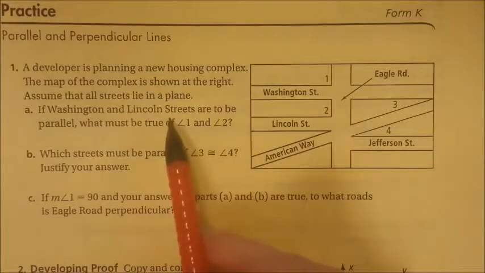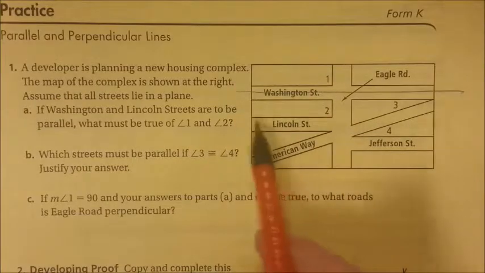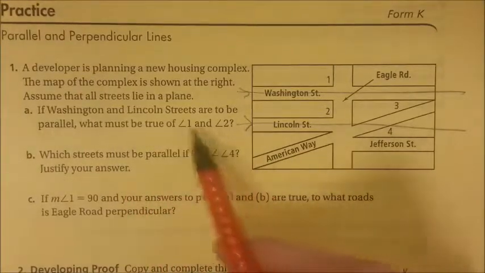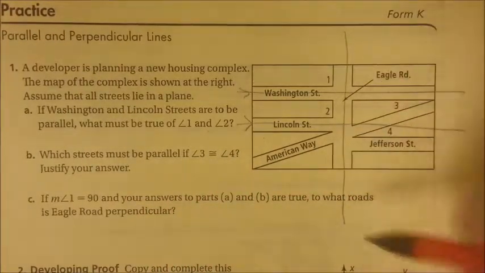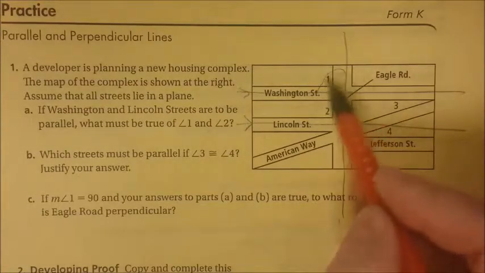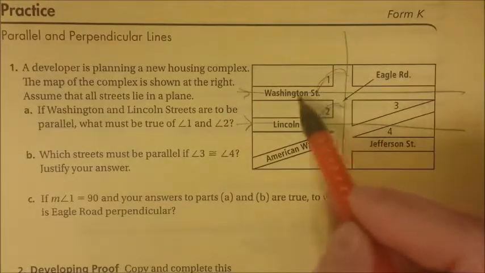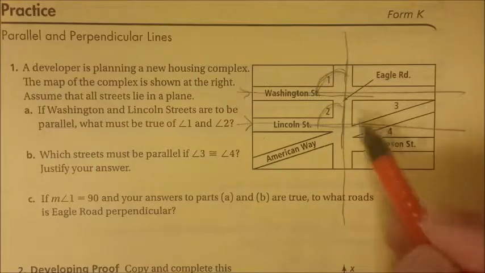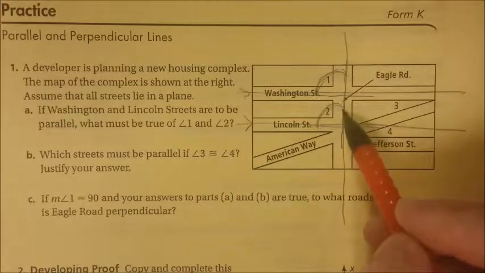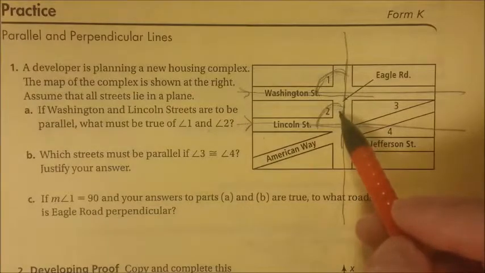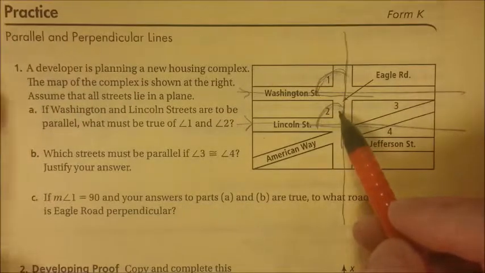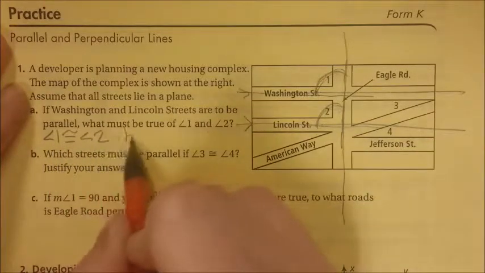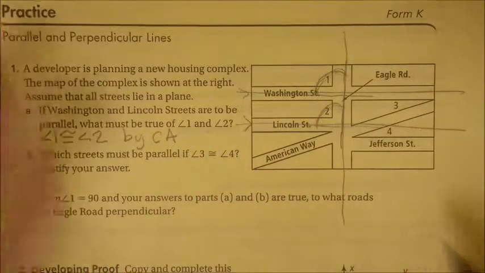If Washington and Lincoln streets are parallel, so Washington and Lincoln are parallel, what must be true of angle 1 and 2? Well, you can see Eagle Road here cuts through Washington and Lincoln. So angle 1 and angle 2. There's an intersection here. Angle 1 is the top left of the intersection. There's an intersection here. Angle 2 is the top left. They're both top lefts of the intersection. So they correspond to the same place of the intersection. So by corresponding angles, angle 1 must be congruent to angle 2 by CA, corresponding angles.